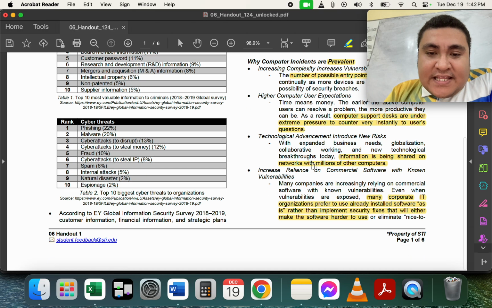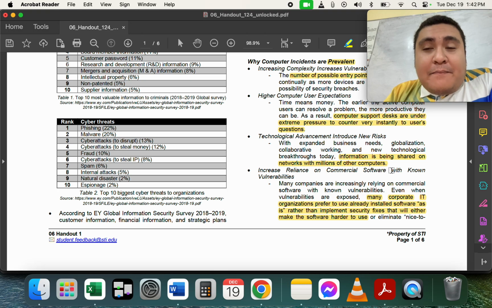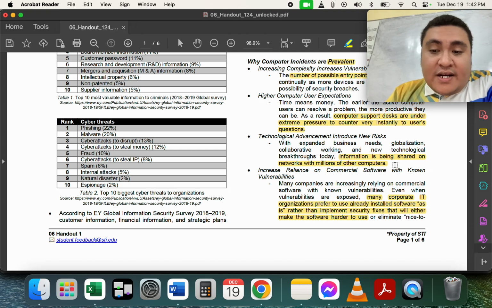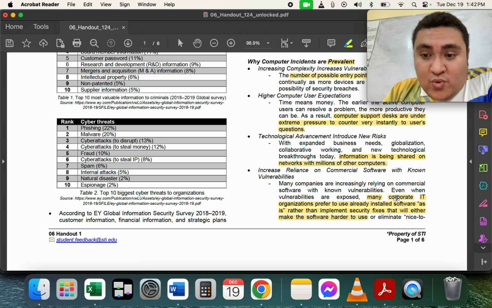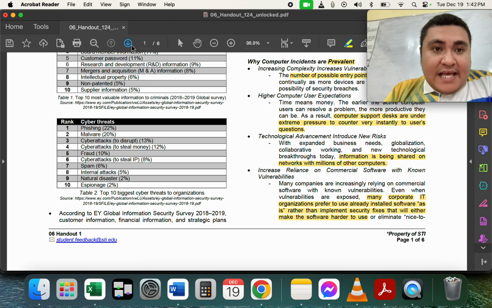Okay? Another one is the increased reliance on commercial software with known vulnerabilities. Okay, so for example, in most companies or most corporate organizations, they prefer installing software as is rather than implement security fixes that will make the software harder to use. Let's accept it, those organizations who would like to use software would prefer those that are already installed because it would cost them less. It will cost them less.